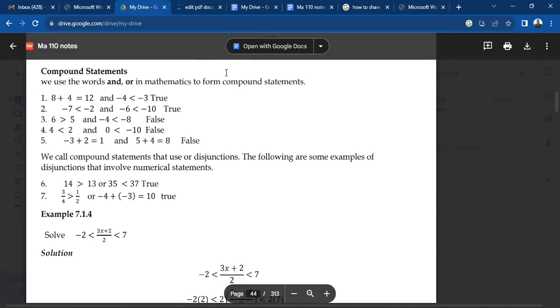So the compound statement: we use the words and or or in mathematics to form a compound statement. 8 plus 4 is equal to that, and negative 4 is that. True.